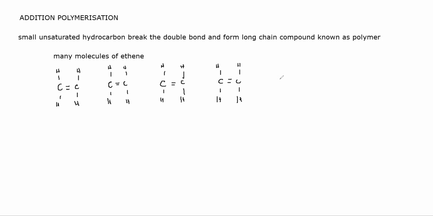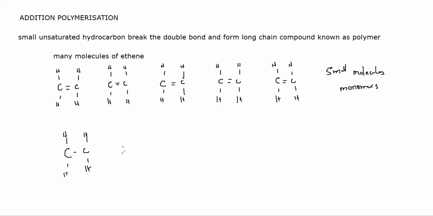So we have ethene molecules. These are the ethene molecules. And these small molecules are known as monomers. So we call them monomers. So how does this reaction occur? Actually, they combine with each other. How do they combine? They break the double bond. For example, the double bond will turn into a single bond. First I'm drawing the same structure, but without a double bond. When they react, the double bond will break and turn into a single bond.